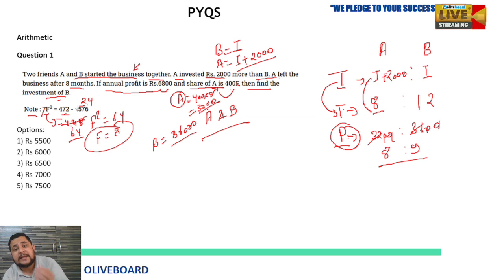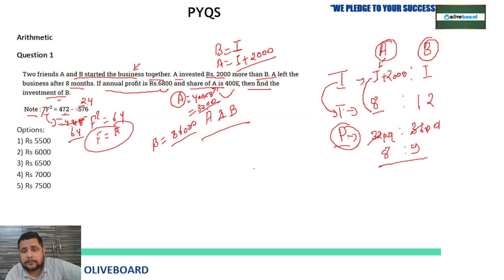Now you can compare and get the value of I, because when we get the value of I, then we can easily say what is the investment of B. And if they had asked us the investment of A, that also we could find out. Profit ratio is 8 by 9, equal to investment multiplied by time.